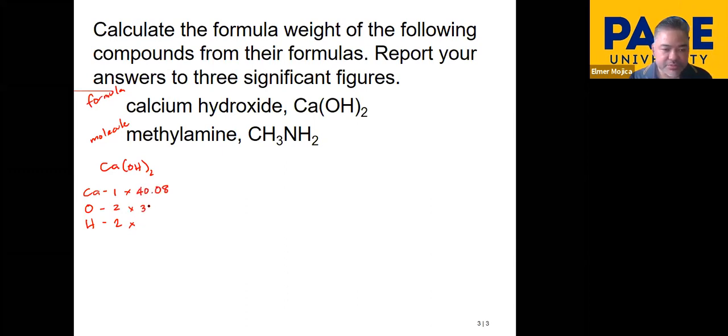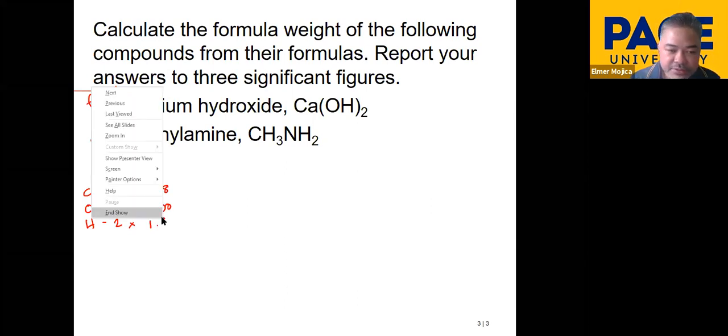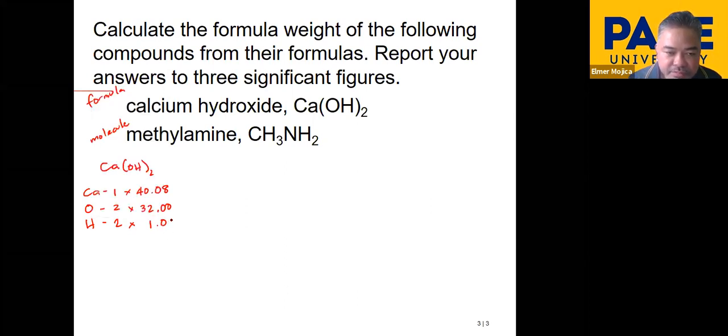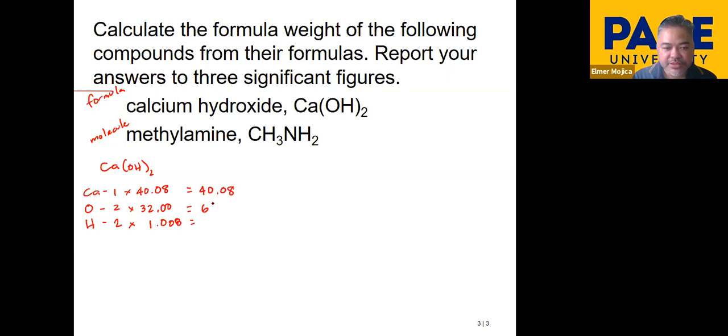I can put here 40.08, 32.00, and 1.08. And then you're going to put this one, 40.08, this is 64, and this is 2.016. Now, the unit that we have here is still AMU. That is your atomic mass unit.